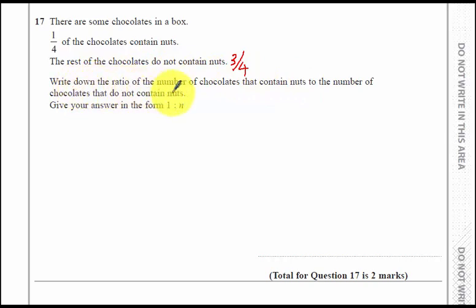chocolates that do not contain nuts. Give your answer in the form 1 to n. So the first number has to be 1, and we've got to work out the second number. It's important to get the ratio in the right order. The ratio of the number of chocolates that contain nuts, so it's nuts first, followed by the number of chocolates that do not contain nuts, followed by no nuts.